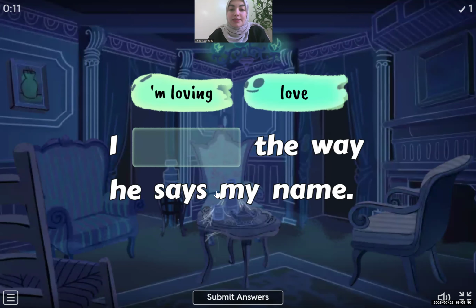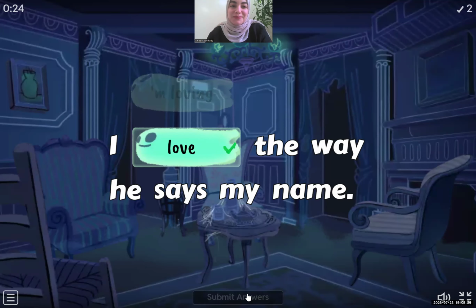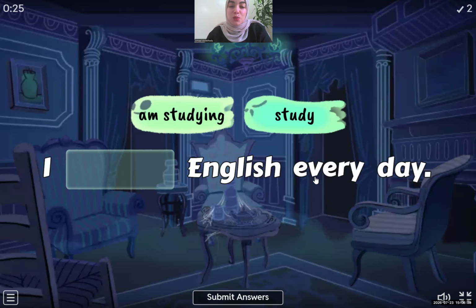I love the way he says my name. I love or I am loving? First, look at this verb. Can we put the verb love in the present continuous tense in a progressive action? No. So we should use love, the infinitive verb. Okay, let's see. Great job. The next one.